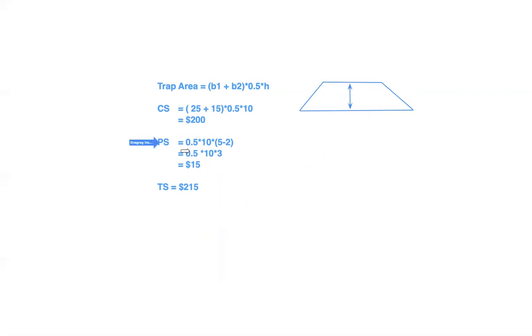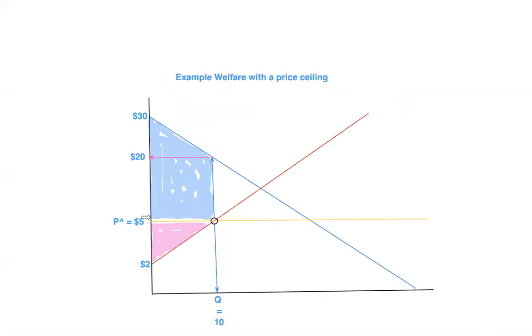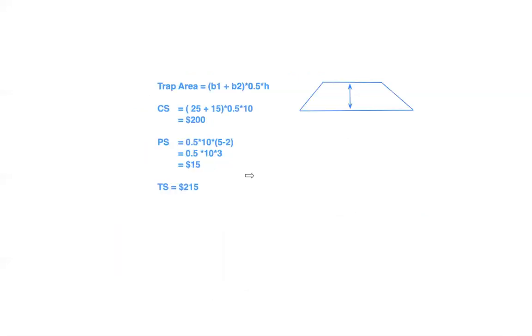And for producer surplus, it's just a triangle again. And then notice for this pink triangle, the base is a length of 10, and the height of the triangle is the distance between the price ceiling price and where the supply curve hits the vertical axis, and that's 5 minus 2 is 3. So we've got 1/2 times 10 times 5 minus 2, which is 1/2 times 10 times 3, which is $15 worth of producer surplus, and our total surplus then would be $215.